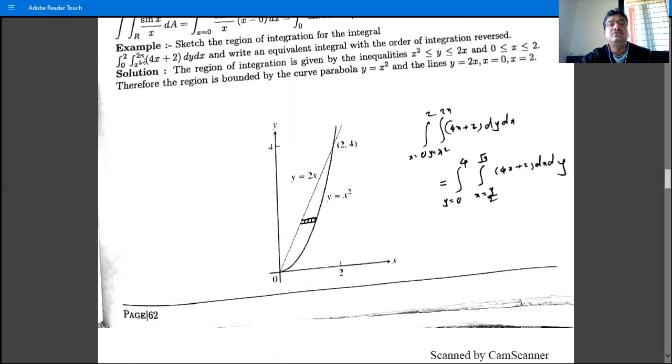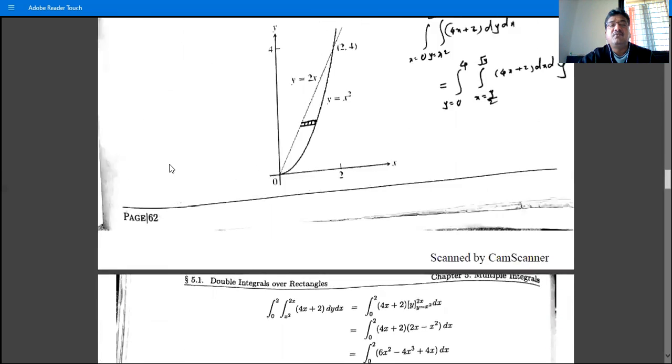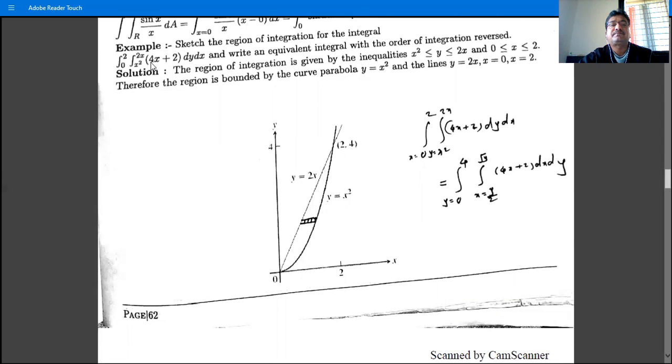So x square to 2x are the limits on y. So what do we have? The lower limit is y is equal to x square. Y is equal to x square is the equation of a parabola about the y-axis. So draw this parabola y is equal to x square. Then y is equal to 2x, draw that line.